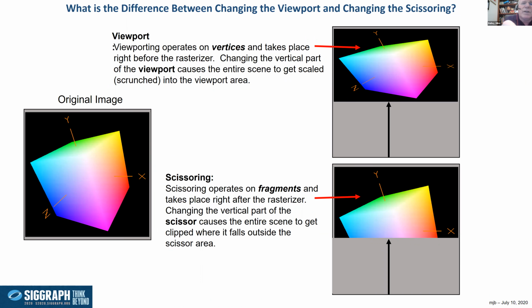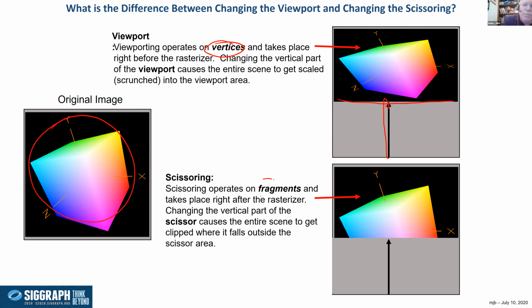Viewporting operates on vertices. It takes place right before the rasterizer step, and it's a transform. So if you change the vertical part of the viewport, that causes the entire scene to get scaled. So if this is my original object and I change the vertical part of the viewport, basically I am squishing the whole object.